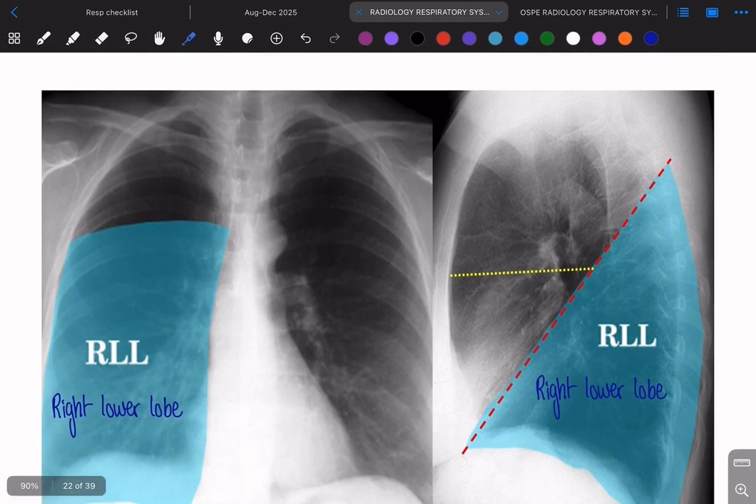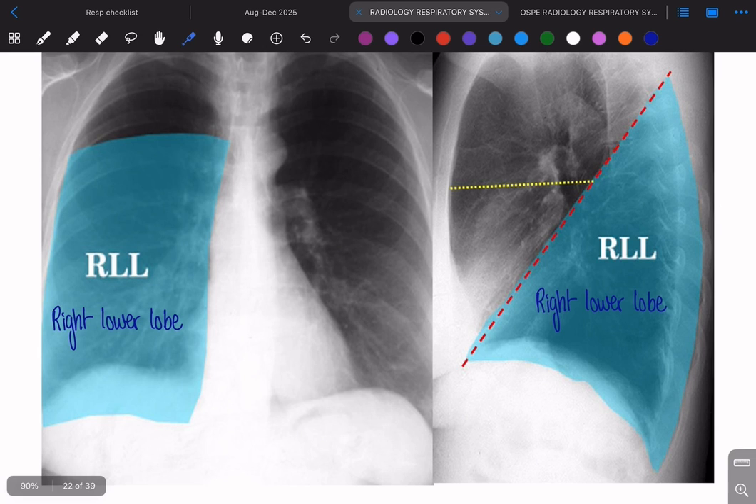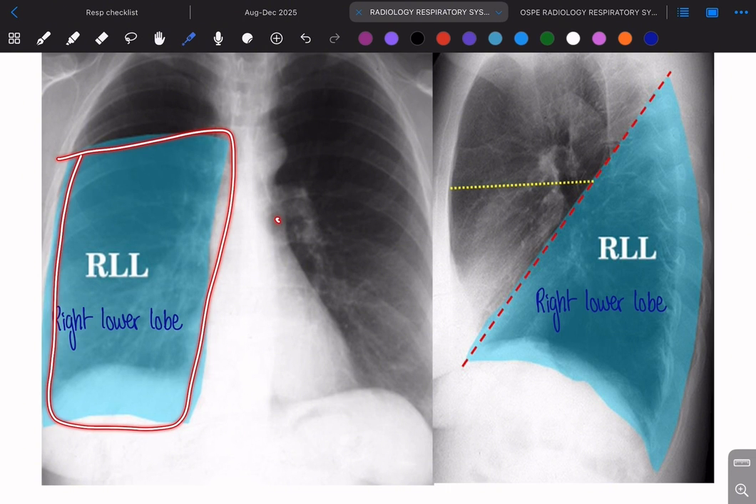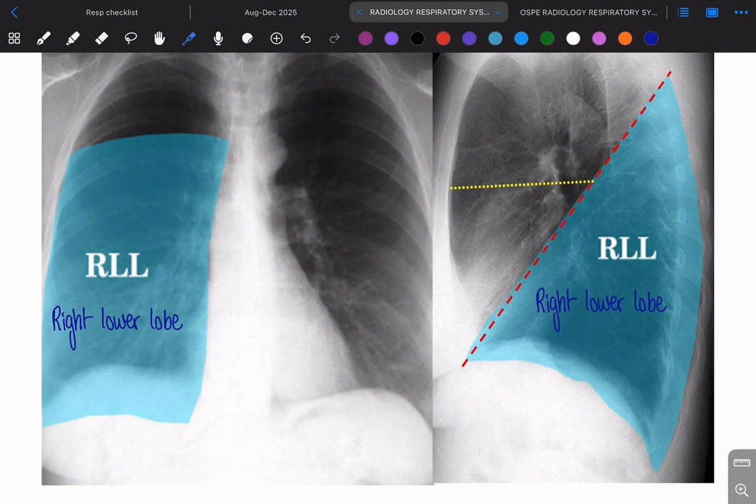Okay? Then let's move to the lower lobe. The lower lobe, anything we said here, this is how you're gonna get it in the exam. If you get this, the whole area shaded like this, and we said we know this is the left side, then we can see the heart, and this is the right side. So this is gonna be the right lower lobe. Okay, the right lower lobe.